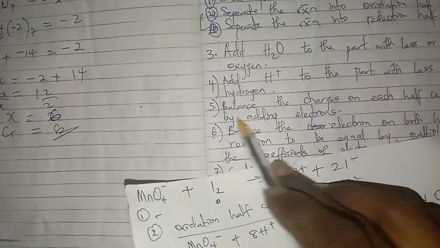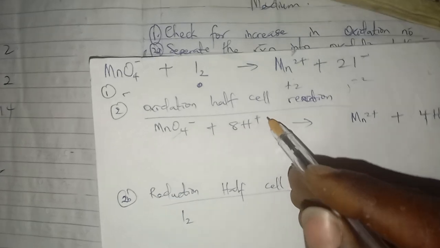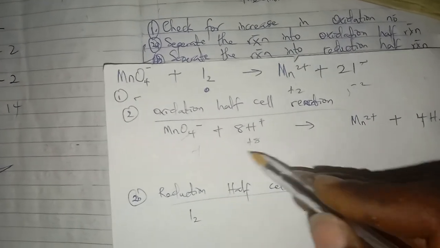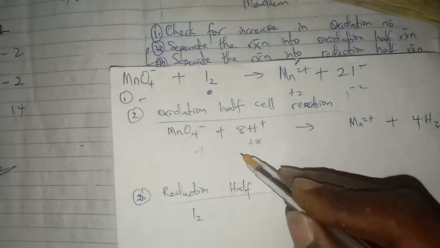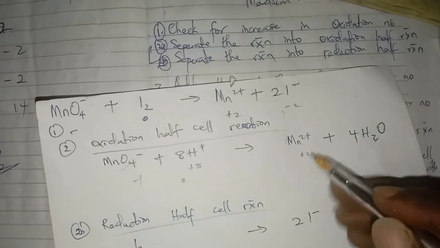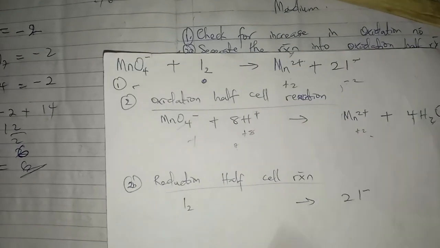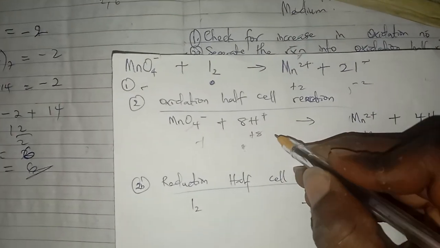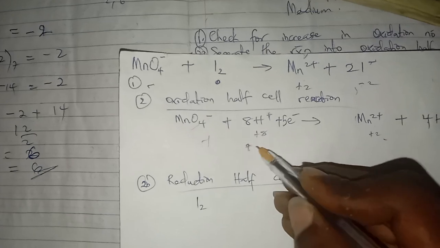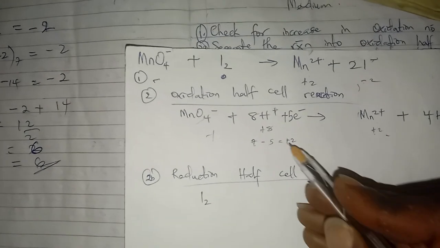That is number 5. So to balance the charges, I will count: this plus times 8 will be plus 8. Then there's minus 1 here. So 8 minus 1 is 7. Here I'm having 2 times, there's an invisible 1 here, so plus 2. I have 2 charges on the right, 7 charges on the left. So the only way to balance this is to add 5 electrons, because electron is negative. So if I add 5 e minus here, it will now be 7 minus 5, which equals plus 2. So I'm now having plus 2 here, plus 2 here.